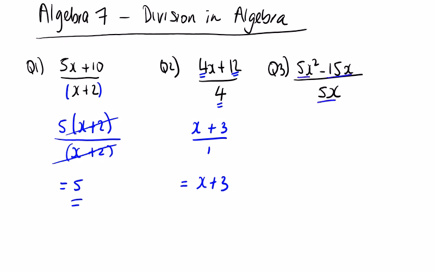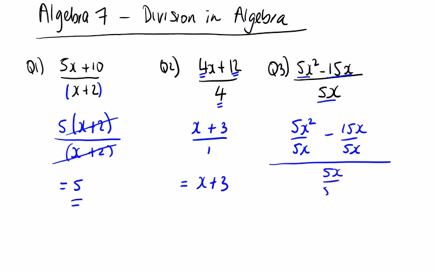With this one here, we have a 5x on the bottom, we have a 5x squared, and we have a 15x, so they all contain 5x. So divide them all by 5x. You could write it the long way like this: 5x squared over 5x minus 15x over 5x divided by 5x over 5x. But at this point in Algebra 7, you guys are going to be better than that.